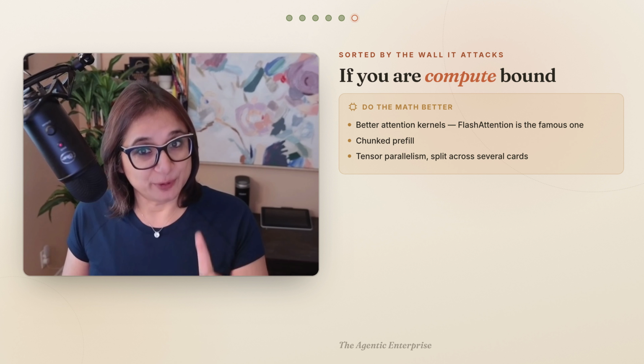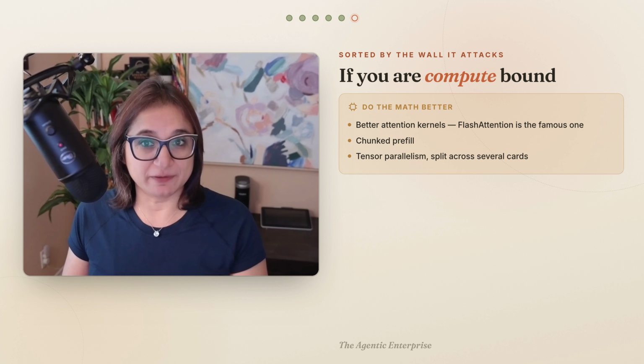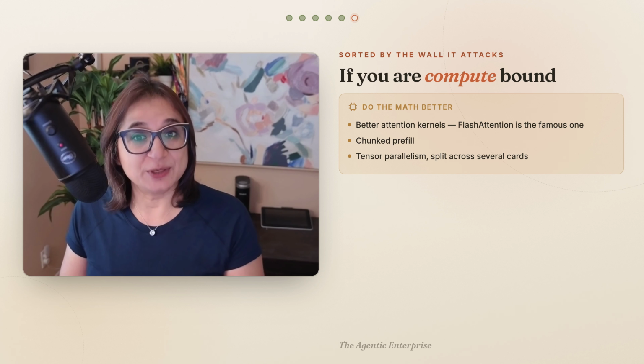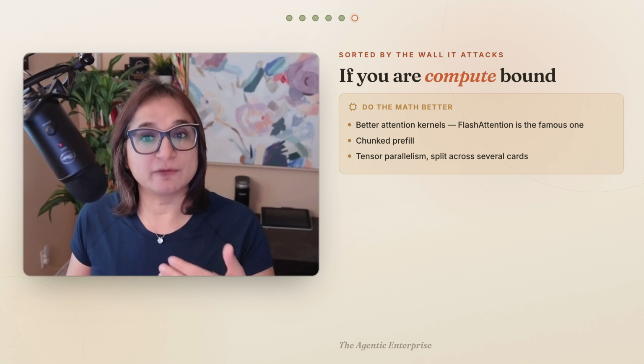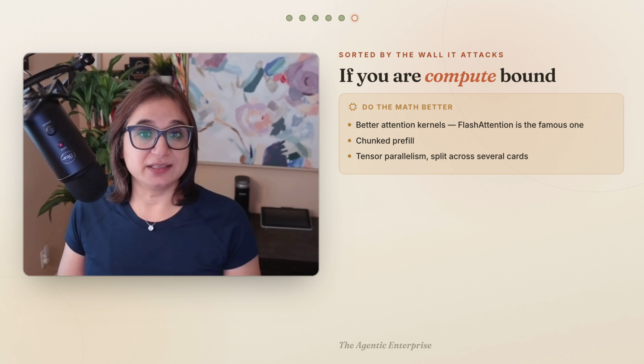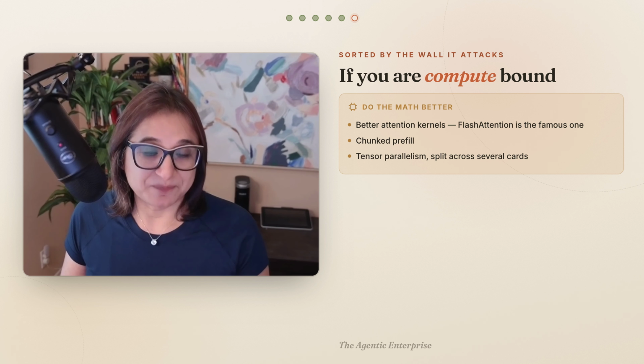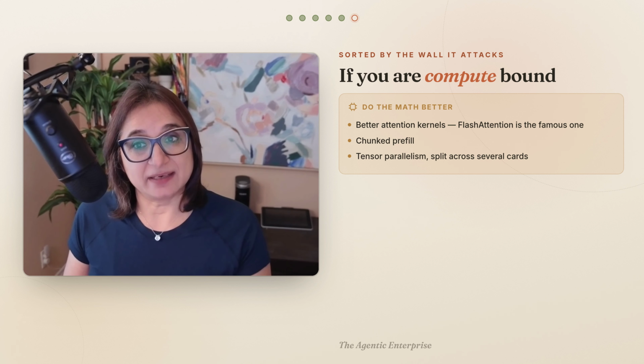And if you are compute bound, that is your prefill, basically long prompts and very large batches, then what helps you is doing the math better or faster. So better attention kernels, and flash attention is the famous one. Chunked prefill. And then there is tensor parallelism, where the math gets split across several cards.